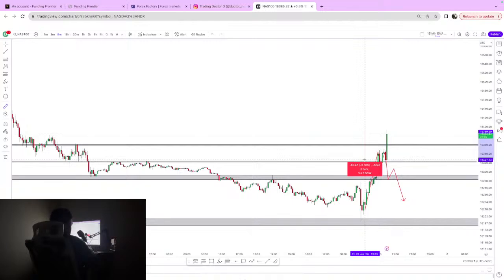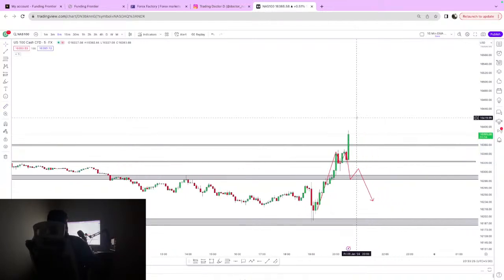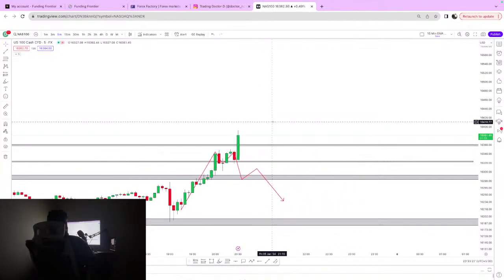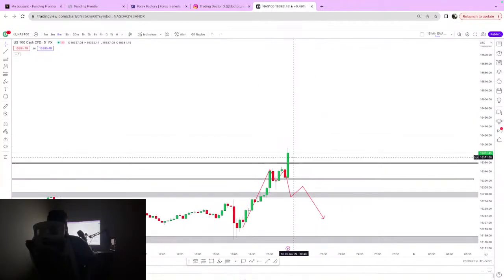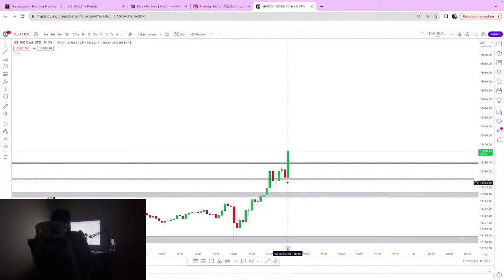This candle is too big to take any trade. If we have any retest, then we may think of it. Otherwise, we leave the things here.